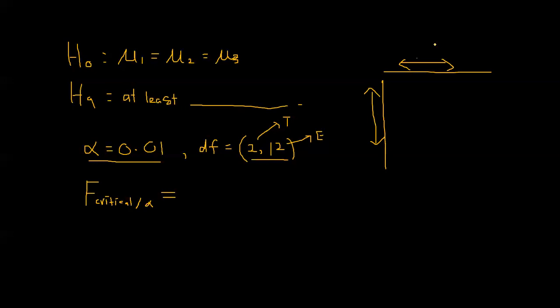So this refers to the degree of freedom for treatment, or numerator, and this one refers to the degree of freedom for error, or denominator. Based on this F table, you will get the F critical, or F alpha, which is 6.93. So now you have the F critical value.